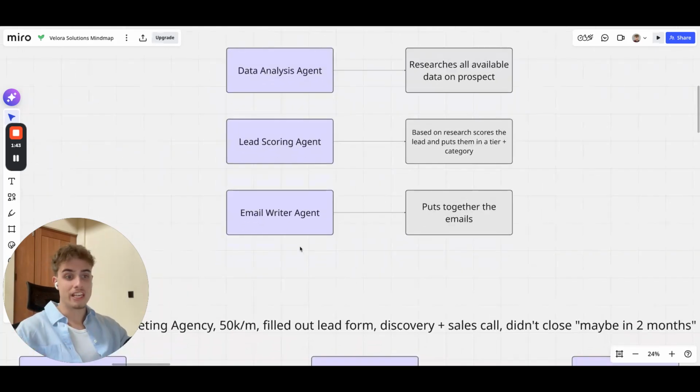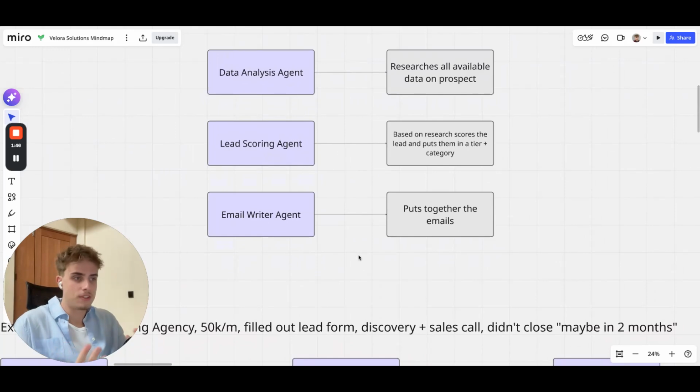And then the third one is the actual email writer agent. Of course, this agent is going to write the actual emails.